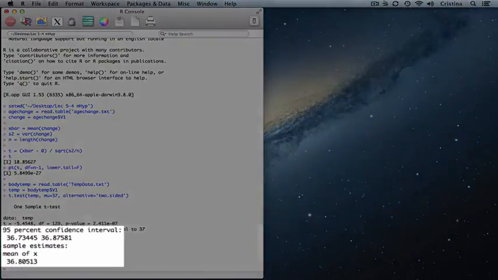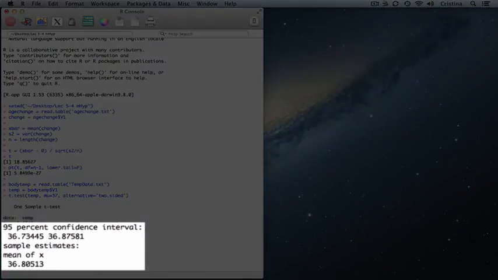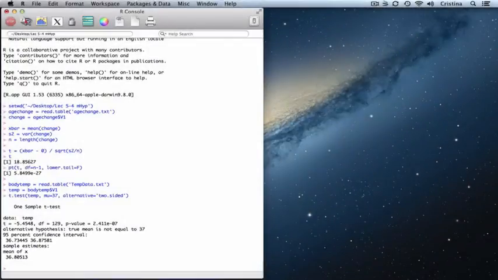As part of the output, we also obtain a 95% confidence interval and the sample estimate of the mean, or x bar. If you wish to change the confidence level for the interval, you could do so with the optional argument conf.level in the t.test command.